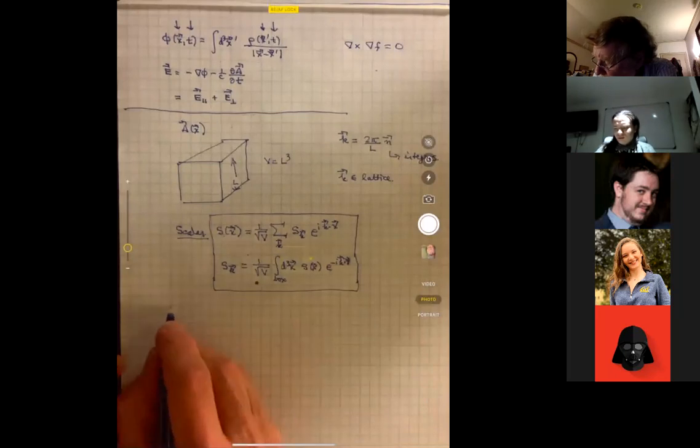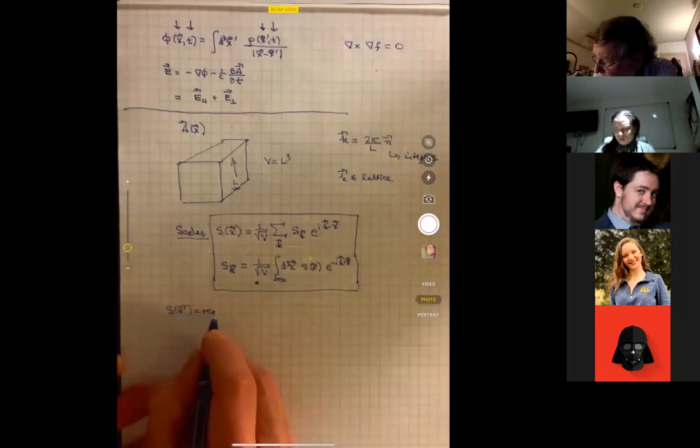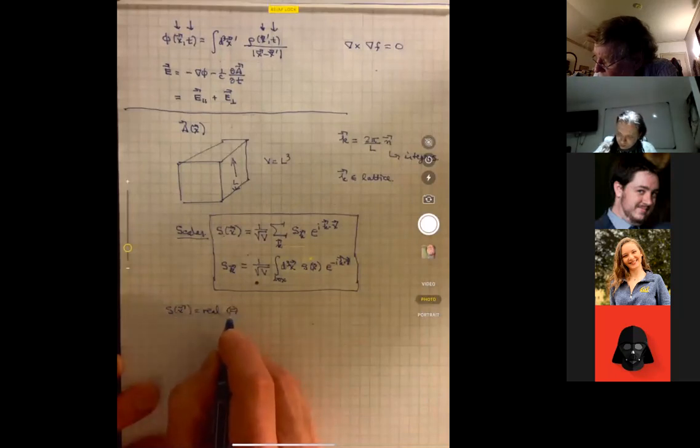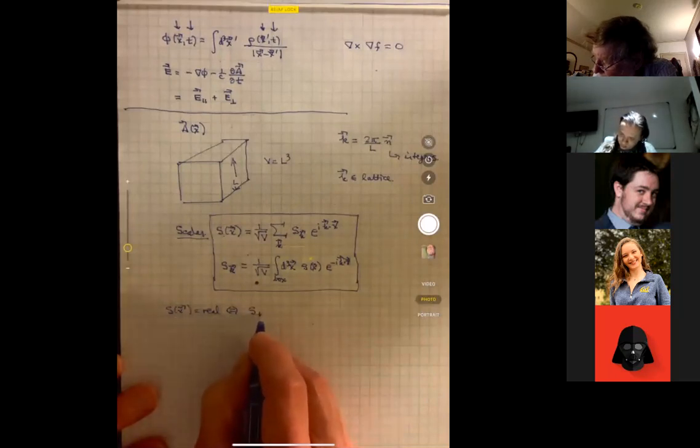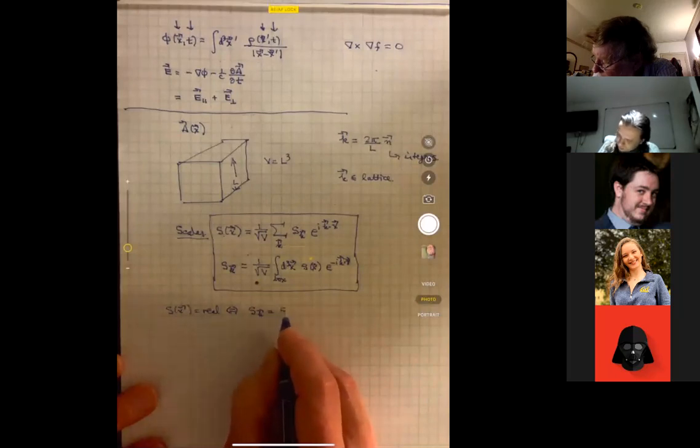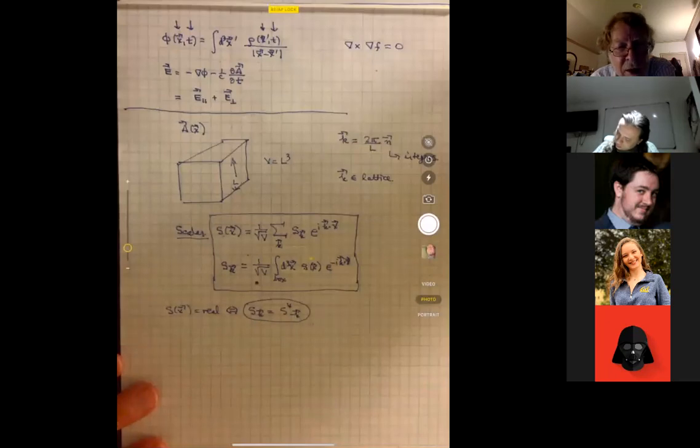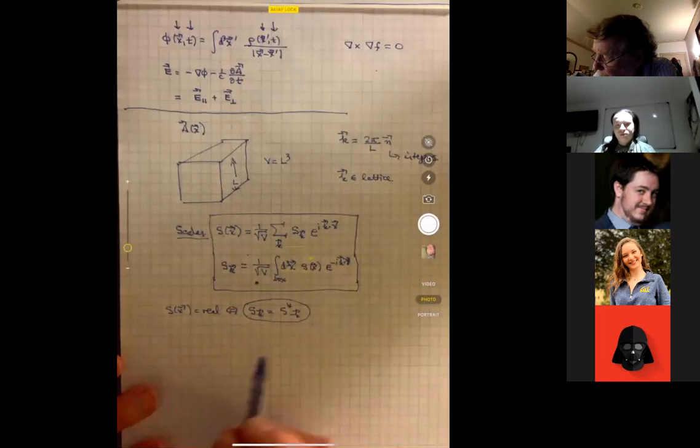One of them is that if S of X is real, then this implies that S sub K is equal to S sub minus K complex conjugate. These are the reality conditions as seen in K space. The Fourier coefficients are not real, but they satisfy this relation. I'll call it a reality condition. So that's one comment to make about Fourier series.